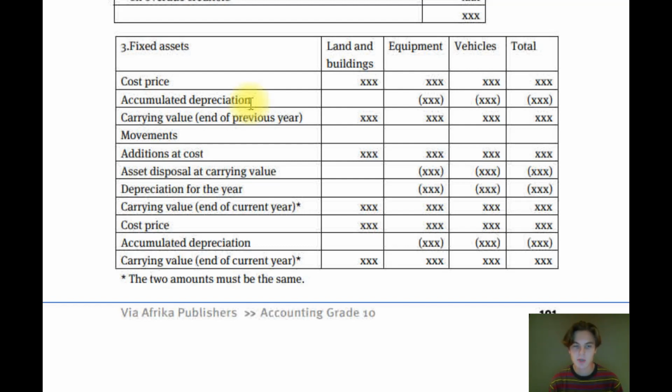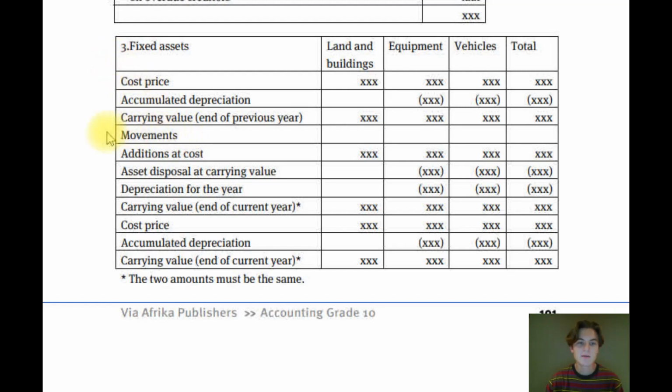So accumulated depreciation basically means how much is this depreciation amount over time. So this is all the depreciation for the life of this asset, excluding this current financial year. And then we'd like to calculate our carrying value. So how do you calculate your carrying value? Cost price minus accumulated depreciation is equal to carrying value. So this first section relates to last year's fixed assets.